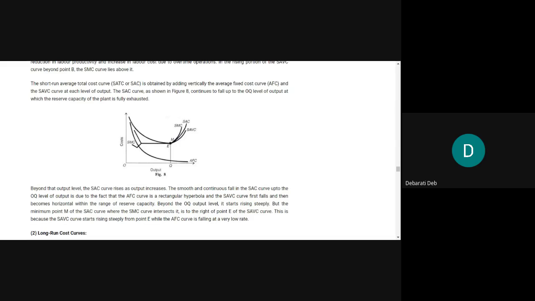Unmute and tell. Don't write in the chat box. How is average cost obtained? Unmute and tell. Not the curve. I'm not talking about the curve. I'm talking about the formula of average cost. Total cost by quantity. Very good.